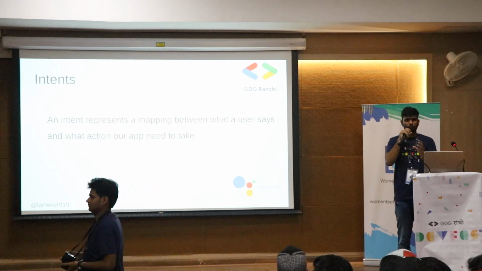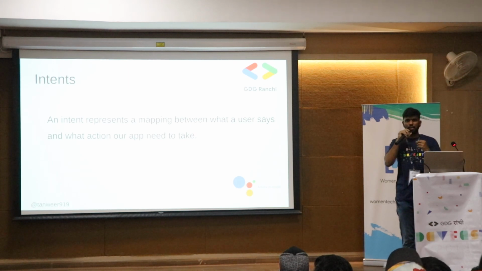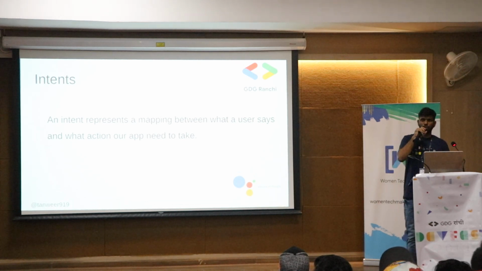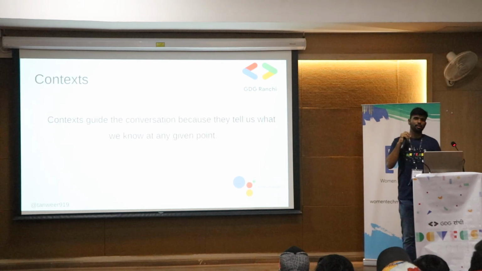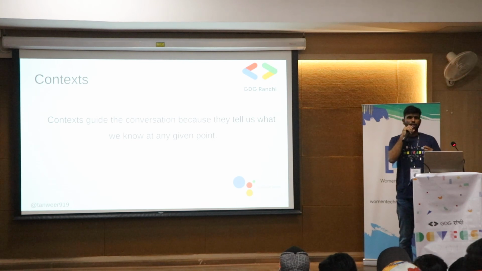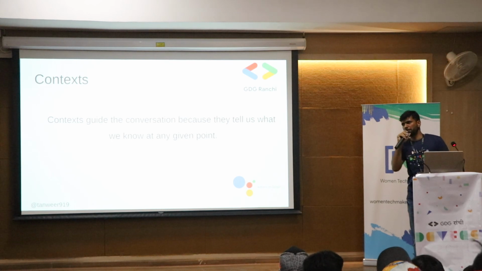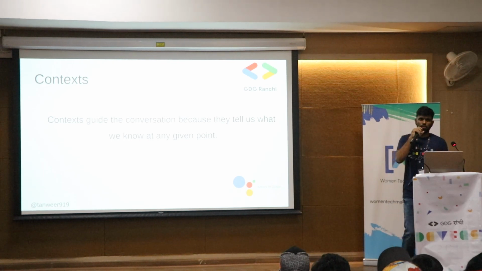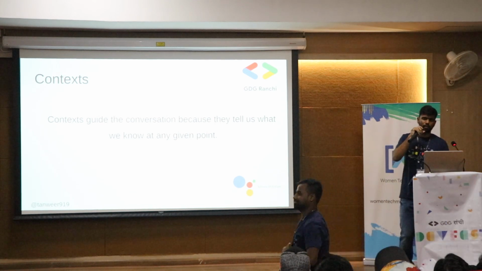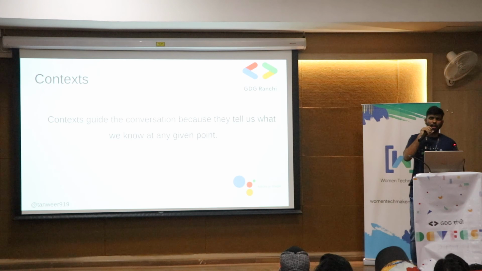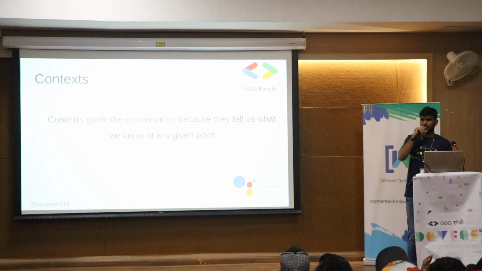Whatever you say, Google Action takes a certain action based on your requirement. What is context? If I ask, who is the president of USA? It is Donald Trump. Google will search for Donald Trump, and then I will ask for his age.